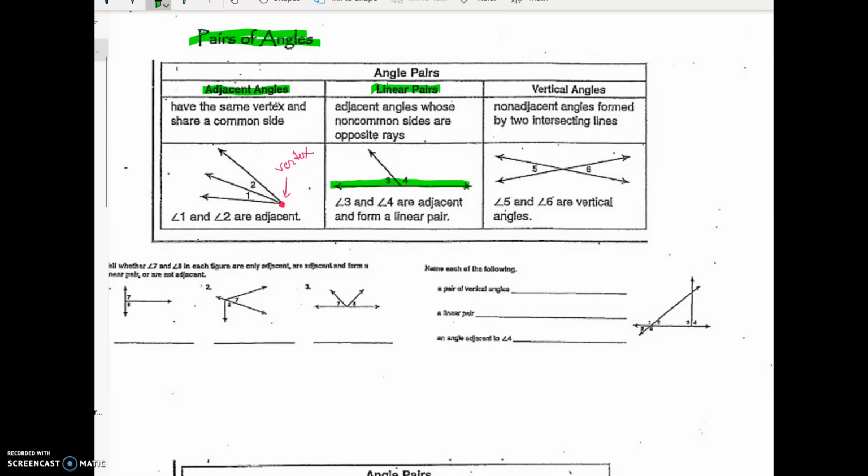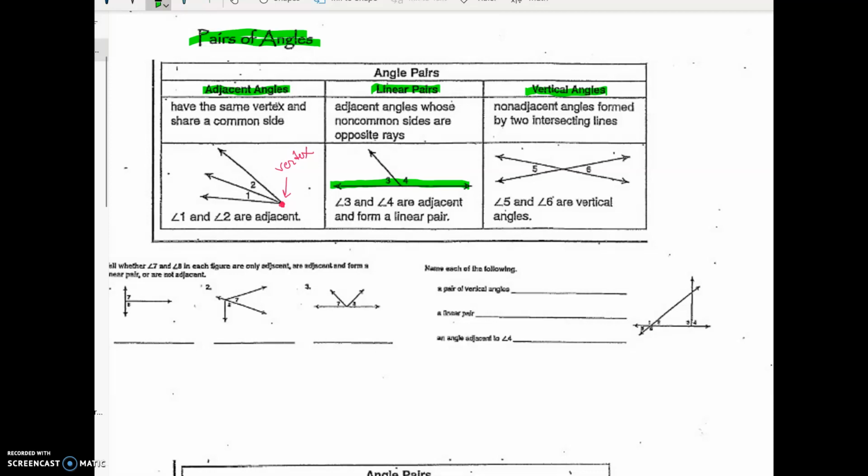Now, the next example are vertical angles, which you may have heard of before. Vertical angles are non-adjacent. So if we look here at 5 and 6, notice it creates this kind of X pattern. 5 and 6 are across from each other. Think of it that way. So they're non-adjacent angles that are formed by two intersecting lines. And we would say here angle 5 and angle 6 are considered vertical angles.